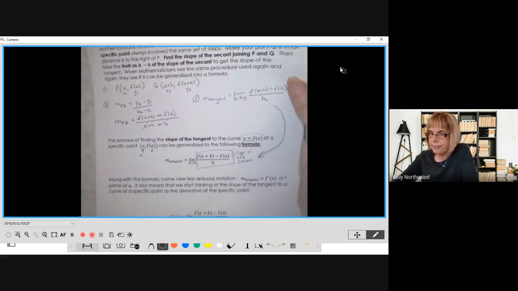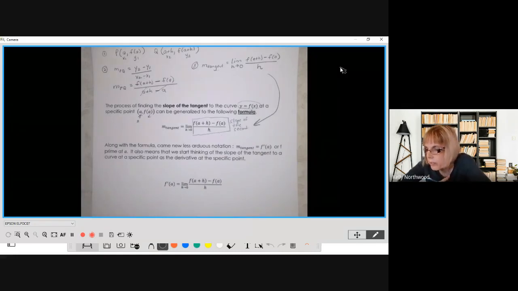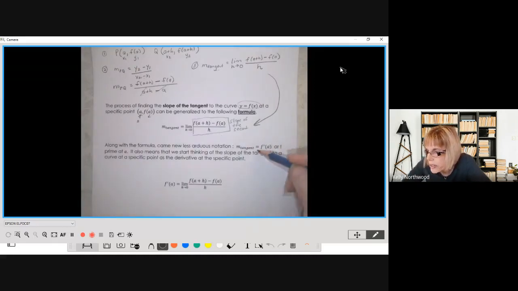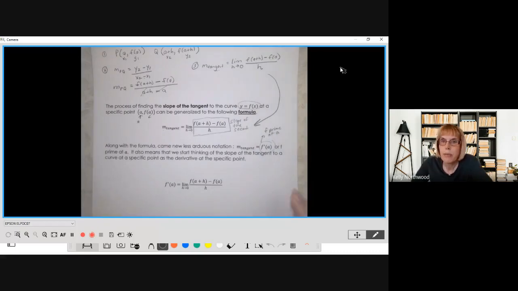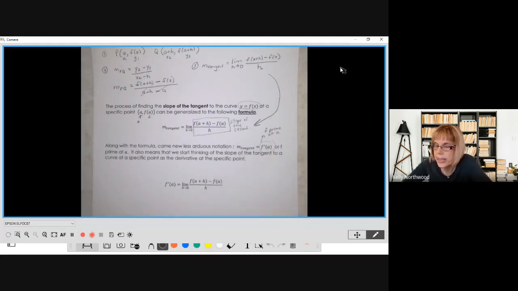It's pretty straightforward. But along with the formula came some new, less arduous notation. Arduous means cumbersome, a lot of trouble to write out. So rather than writing m with a subscript tangent every time, they came up with some new notation. When I'm thinking to myself how to say that, I say f prime of a, but really it means the slope of the tangent to the curve when x equals a. So it still means slope of the tangent. It's just quicker to write f prime of a.